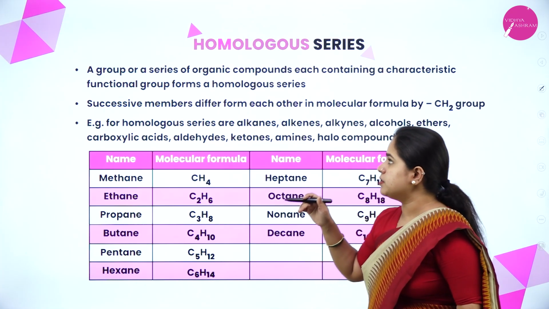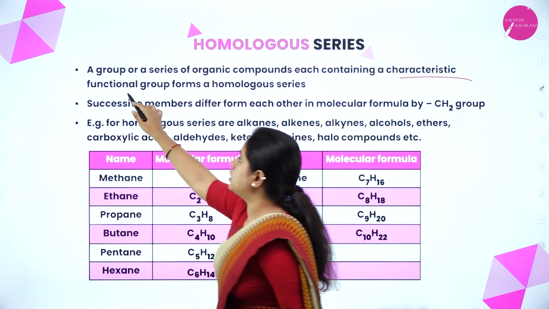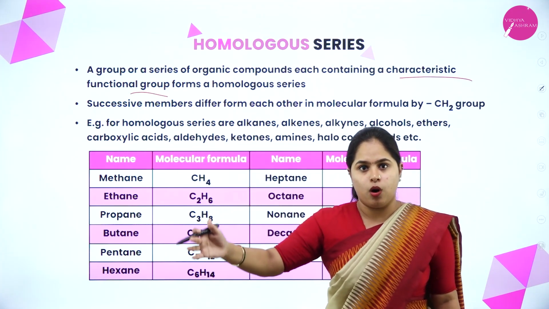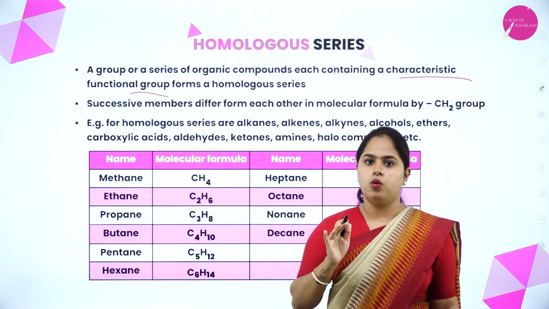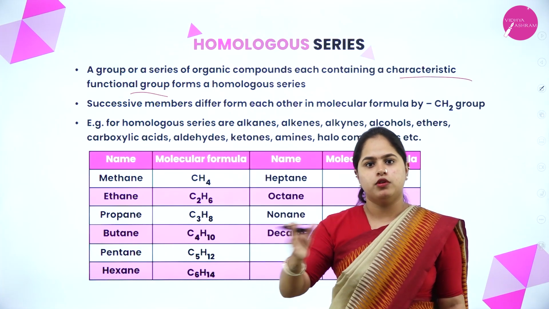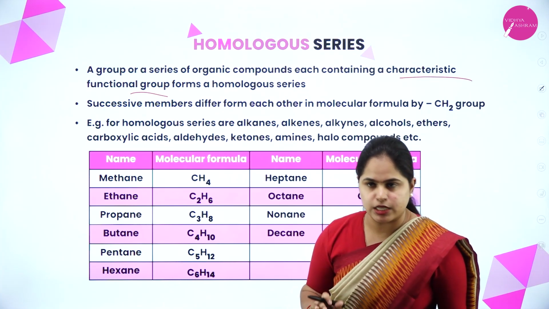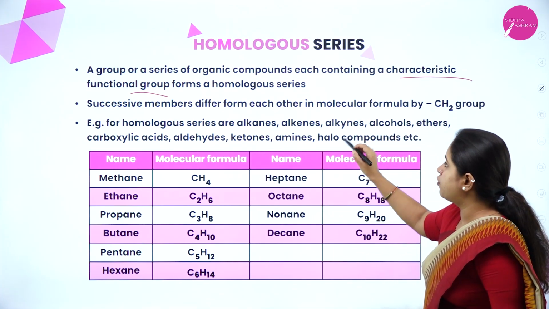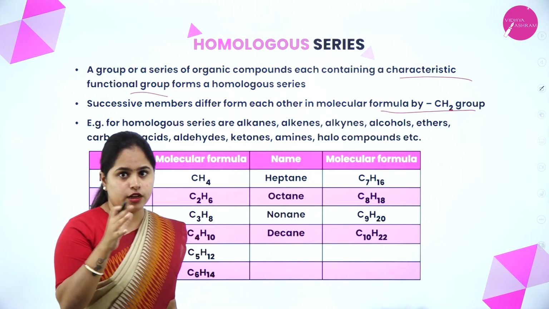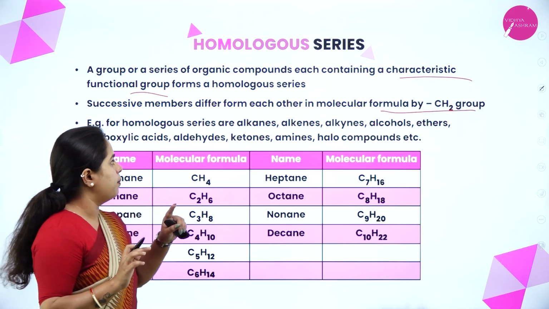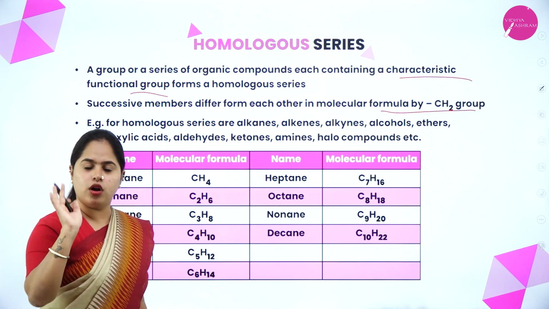Coming on to chemistry, a homologous series is a series of organic compounds, each containing a characteristic functional group. That means all of the compounds in a homologous series will have the same functional group. They are different compounds but have the same functional group. Hence, they will have some similar chemical properties as well. Successive members differ from each other by the molecular formula CH2. For example, a homologous series of alkanes, alkenes, alcohols, aldehydes, all these can be there.